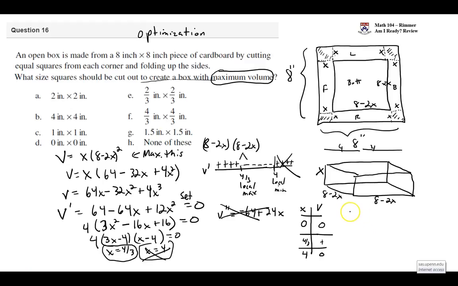The dimensions of the box, what size squares should you cut out? They'll be 4/3 inch by 4/3 inch. Letter F. That took way too long. Probably chop this into 2 parts, but that's the answer to the question.